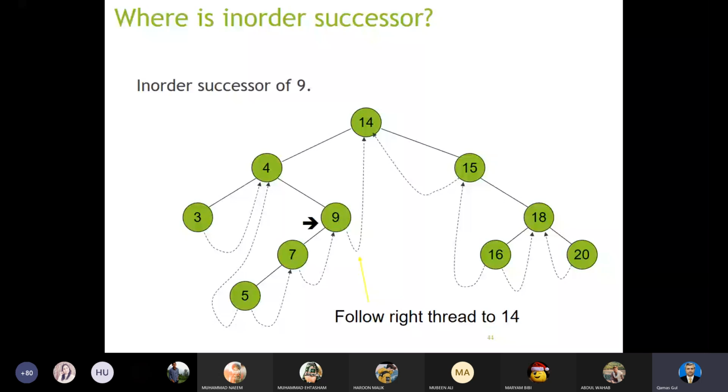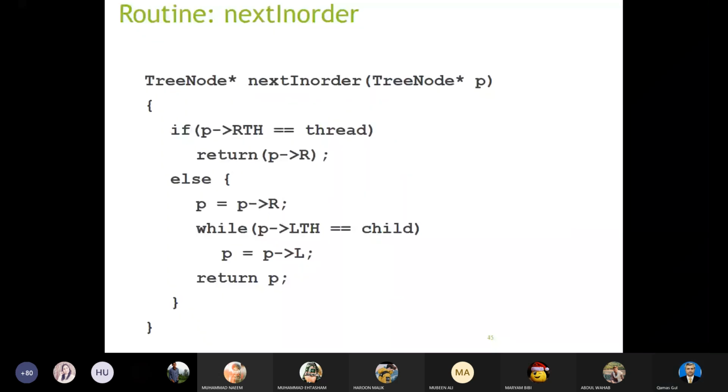Now let's see the routine or the C++ code for the in-order traversing, and we call this routine next in order. If you see the code, tree node static next in order.